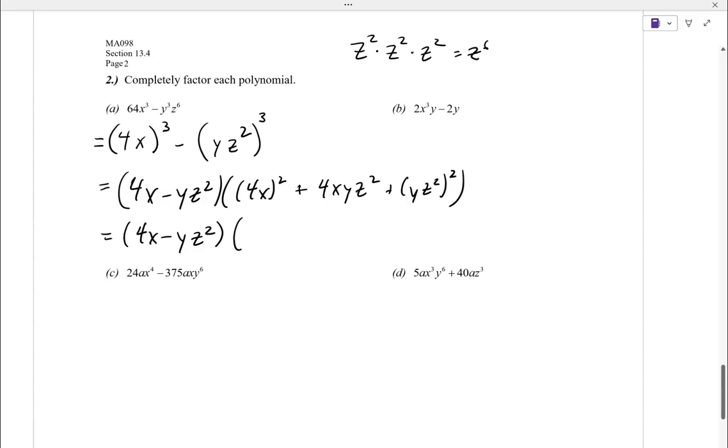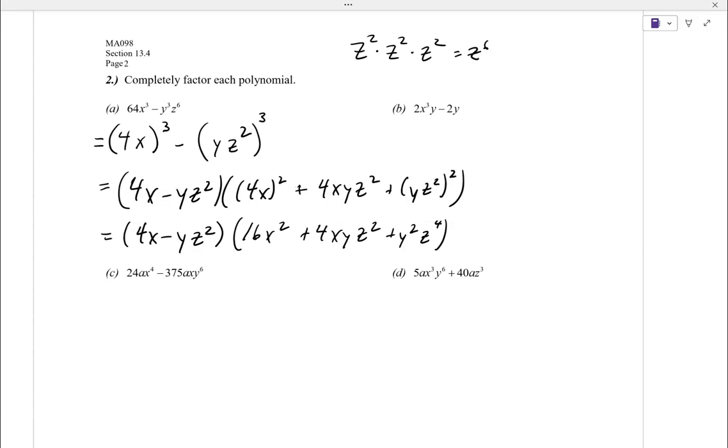When we square the 4x, we'll get 16x squared. When we square the yz squared, we'll get a y squared. Z squared times z squared will give us z to the 4th. We add those exponents again in that case, right? That was a little more challenging, wasn't it?